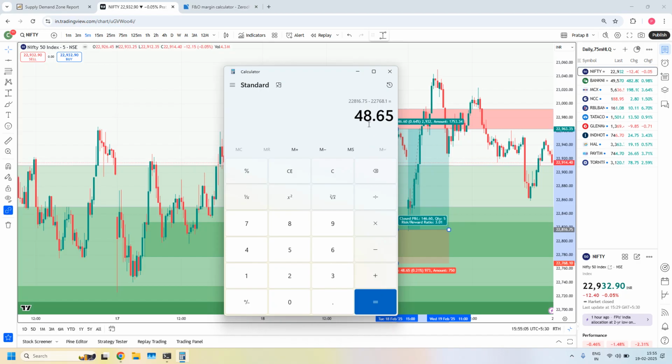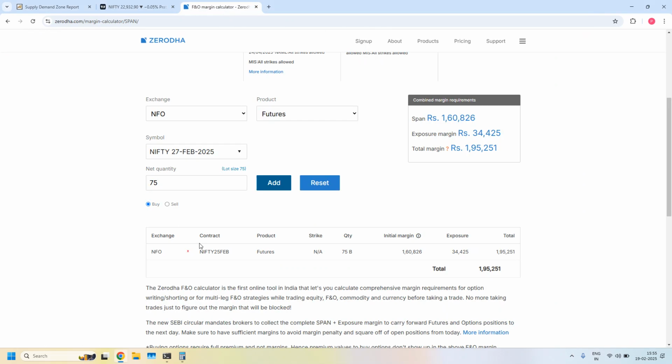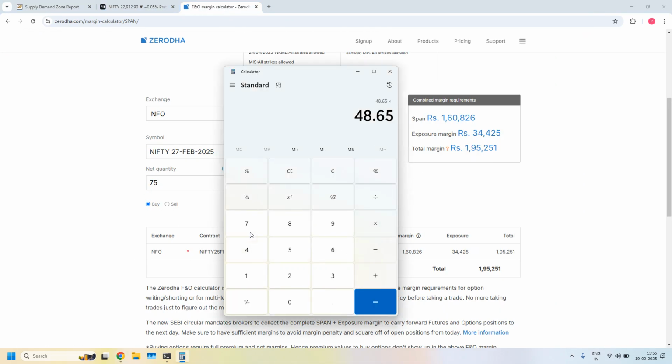Okay, first of all, risk: is it within 2% risk? So 48.65 into the lot size, what is the lot size? 75. Into 75. That means if your stop loss is hit, in Nifty you would lose 3,648.75 rupees. So approximately 3,650 rupees you will lose. If you get profit, 3 times the profit you will get. Maybe around 10,000 plus profit you will be getting.